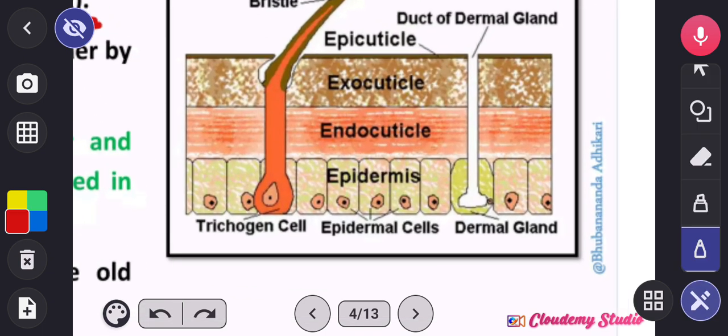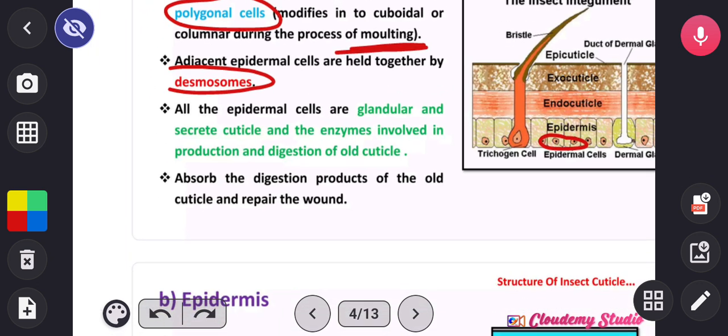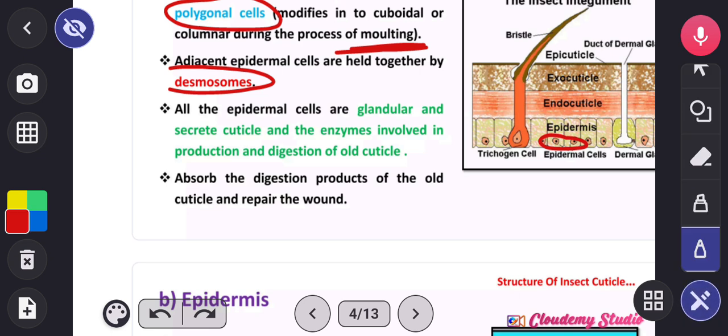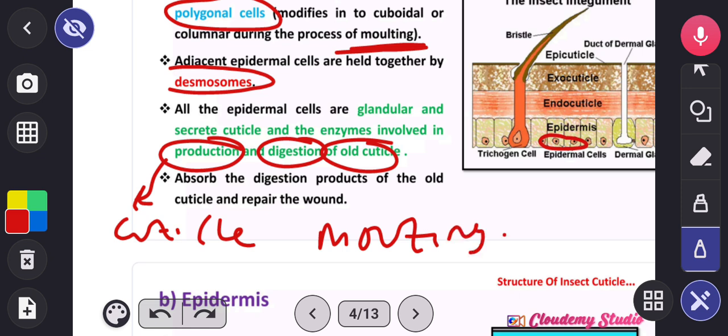Look at it. These are epidermal cells, held together by desmosomes. Now, all epidermal cells are glandular. They secrete cuticle and enzymes involved in the production of new cuticle and the digestion of the old cuticle. Is a new cuticle being produced and the old one digested? Yes, during the process we know as molting or ecdysis.